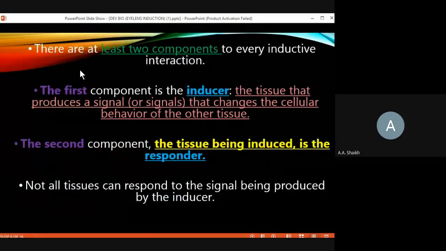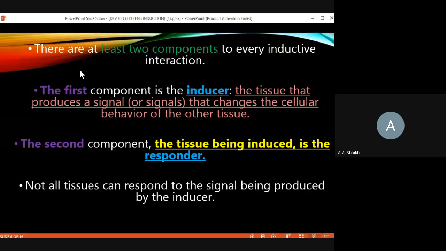The first term, which is of much importance in eye lens induction, is called the inducer. How does the inducer work? The actual work of the inducer is to give signals to other cells or other things so that the cells are able to change their entire behavior or morphology.